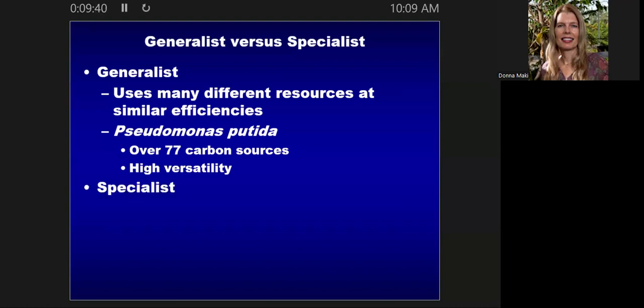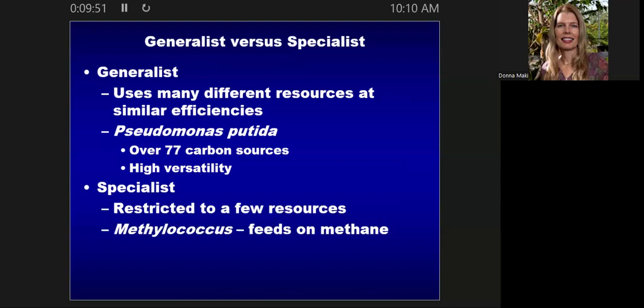You can imagine then that specialist means that you are limited to what kinds of resources you are capable of efficiently using. A good example might be something like Methylococcus, that's the genus name, and it feeds on methane, and that's pretty much all it does. And so it takes CH4, methane, and uses that for its carbon source. And so we would say, yeah, low versatility.